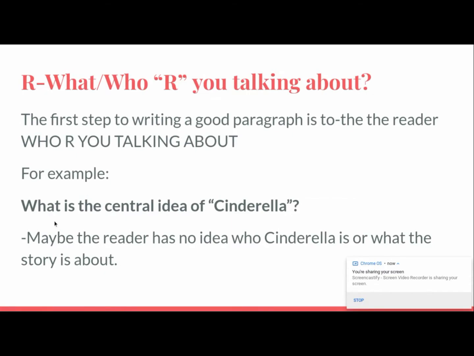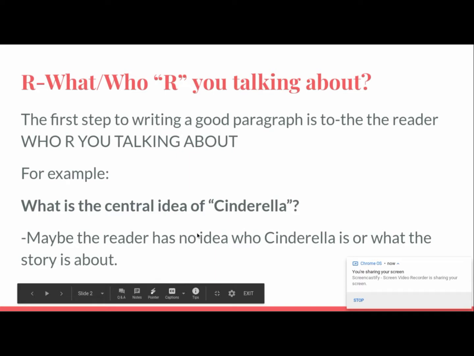For example, if our question was, what is the central idea of Cinderella? We have to assume that our reader doesn't know who Cinderella is. Now, I know many of you know who she is, but maybe your reader was born in another country or speaks another language, or maybe their parents just never told them that story. So you would need to explain who she is.